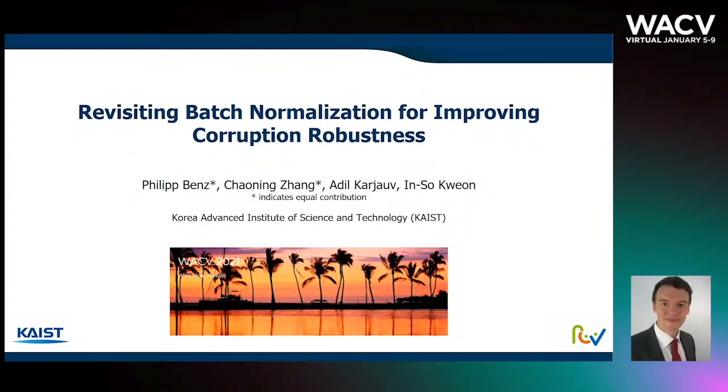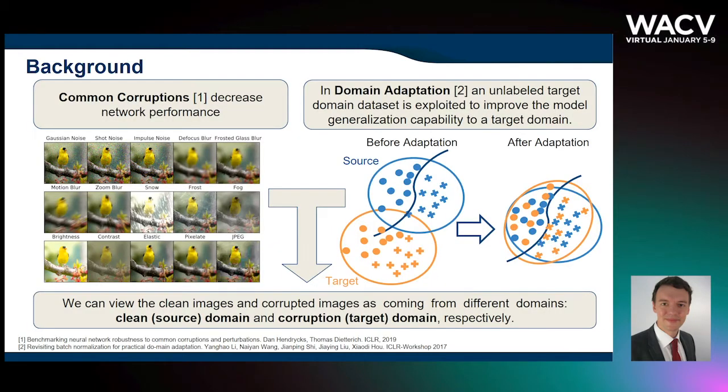Hello, welcome to our presentation titled Revisiting Batch Normalization for Improving Corruption Robustness. Deep learning has shown unprecedented performance in various vision tasks. Prior works show that common corruptions, such as Gaussian noise, can decrease the performance non-trivially, causing critical concerns for the need to improve corruption robustness.